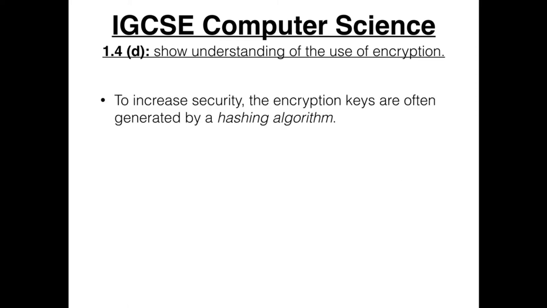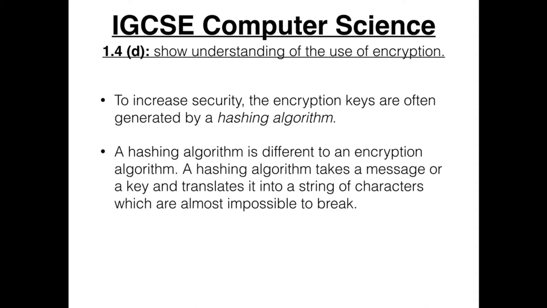So, to increase security, the encryption keys are often generated by a hashing algorithm. Oh, here's the hard part. A hashing algorithm is different to an encryption algorithm. Did I just say algorithm? Algorithm. A hashing algorithm takes a message or key and then translates it into a string of characters, which are almost impossible to break. Now, here's the thing.